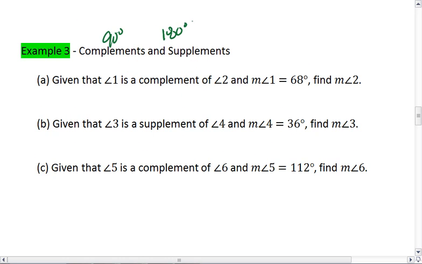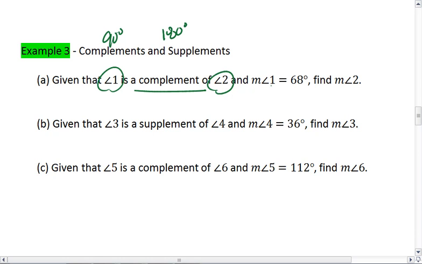In each of these problems, you're told how our two angles are related. For example, that angle 1 is the complement of angle 2, and you will be given one of the angle measures. It is your job to find the other. Try this example on your own first, and then resume the video when you're ready to check your solution.